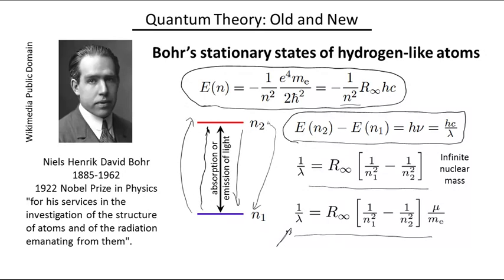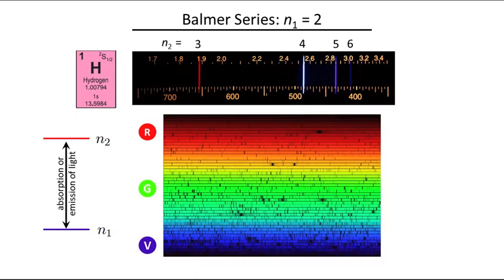So the inverse wavelengths of the light are given by this simple formula. For the infinite nuclear mass, it's just the Rydberg constant divided by these integers. For finite mass, which is something we're going to talk about momentarily, there is a factor of the reduced mass divided by the mass of the electron. So these famous lines, seen both in emission and absorption, the Balmer series, the visible part of the spectrum of atomic hydrogen, were all explained by the Bohr model.